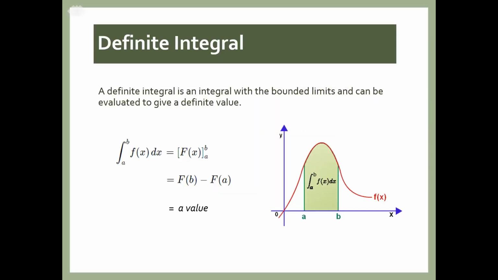A definite integral is an integral with bounded limits in which a is the lower limit and b is the upper limit of the integration. Note that a definite integral does not involve a constant of integration and it gives us a definite value, or a number, at the end of the calculation. In other words, with a definite integral we can ignore the c.